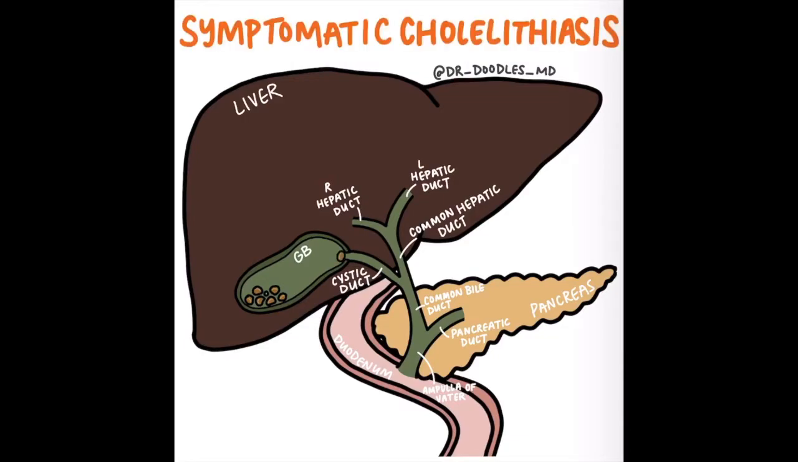In symptomatic cholelithiasis, a gallstone can become temporarily lodged within the gallbladder neck or cystic duct, leading to biliary colic, often characterized as constant, dull, right upper quadrant or epigastric pain, which can radiate to the back or right scapula and typically lasts less than 6 hours.